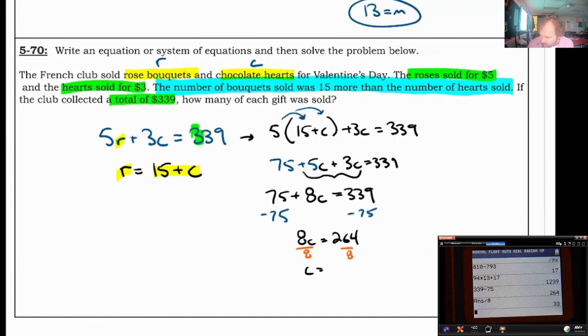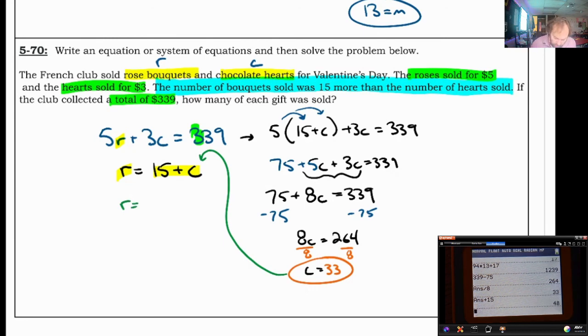264 divided by 8 is 33. There you go. Now that's the number of chocolate hearts, and now we know that, we can go back up here and add 15 to it to get the number of rose bouquets, 48. There you go. 33 chocolate hearts and 48 rose bouquets.